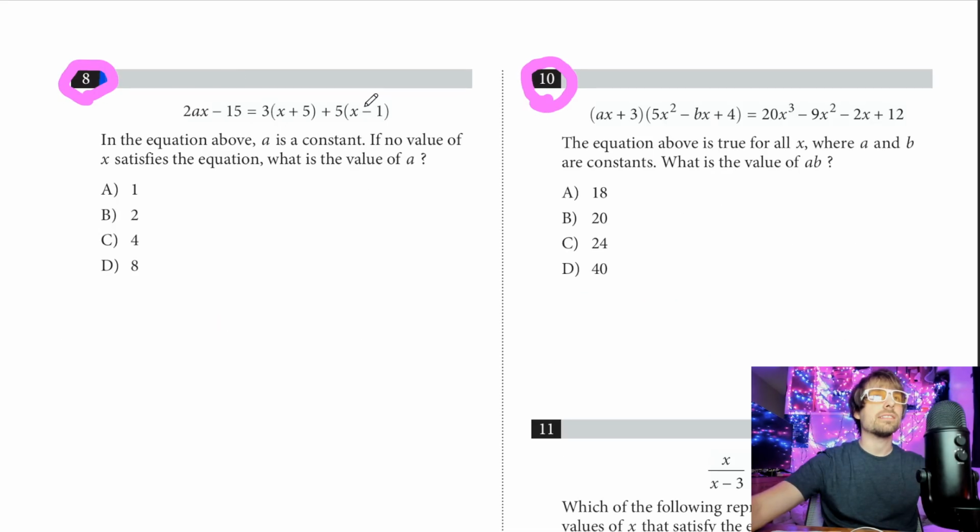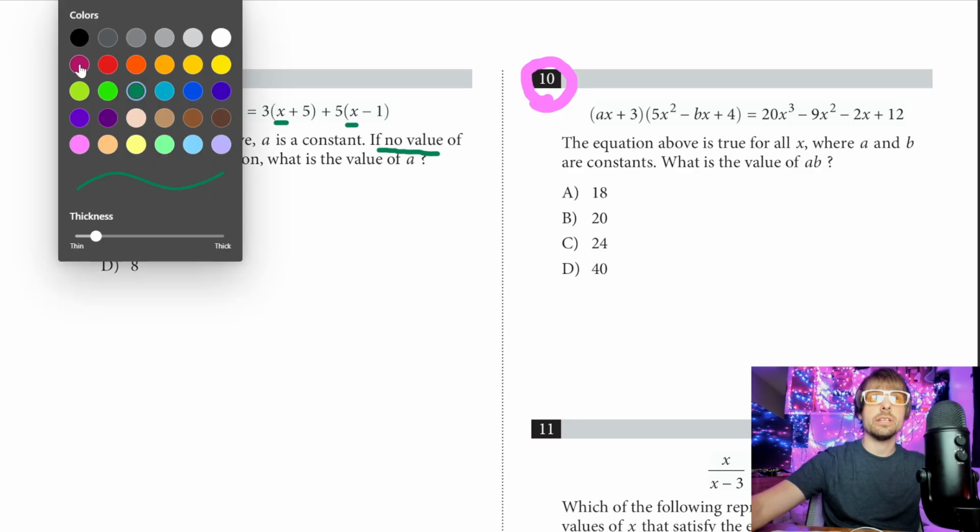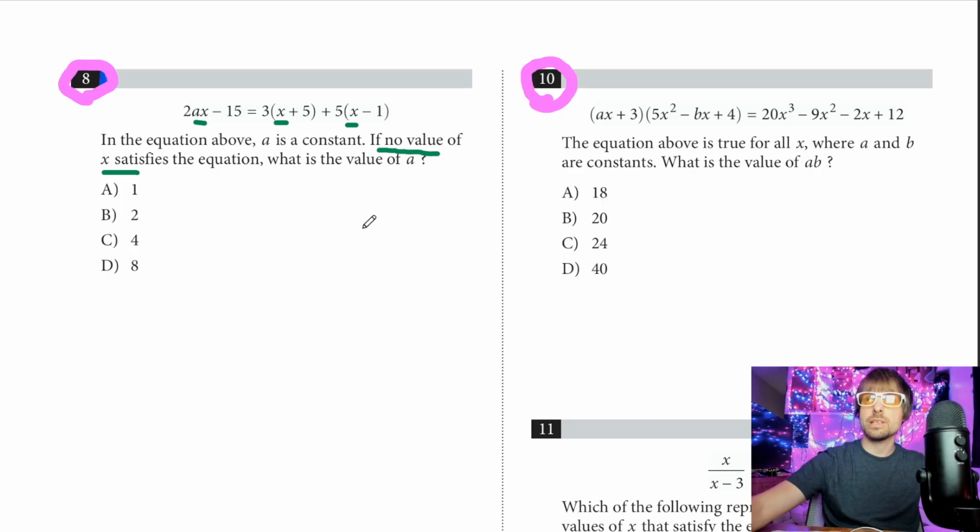Number 8, I see a function, and I see no value of x satisfies the equation. That sounds a whole lot like no solution. Remember, there's only 2 no solution problems. We have linear no solution and quadratic. This looks like a linear equation because all of my x's are to the power of 1. So anytime I get a no solution linear problem, I just put everything in slope-intercept form and set my slopes equal. So we kind of treat this like equation 1, and I treat this like equation 2.